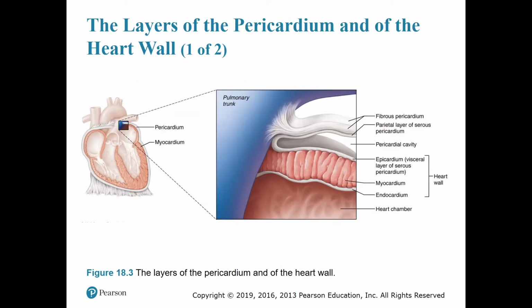Figure 18.3, the layers of the pericardium and of the heart. If you look on the left, the myocardium is basically the heart muscle because it's cardiac muscle, as we learned. So we have from top to bottom the fibrous pericardium, the parietal layer of serous pericardium, then the pericardial cavity, then the visceral layer of the serous pericardium, also known as epicardium, and then we have the myocardium, and then the endocardium, and then the heart chamber. In that case, it would be the left atrium.